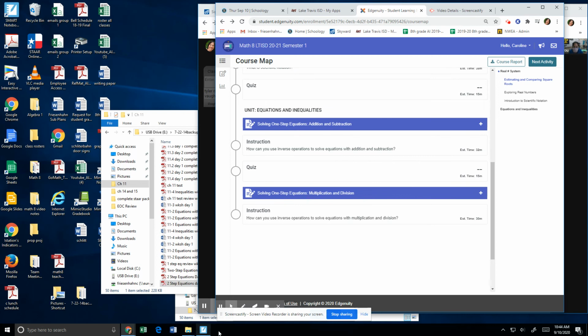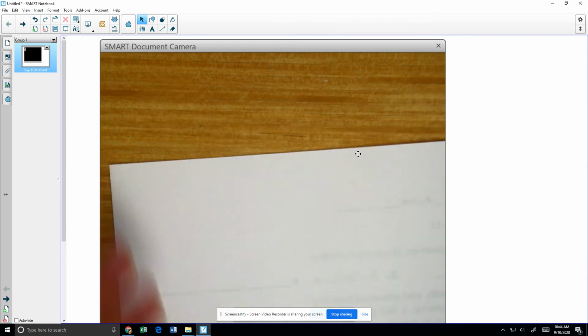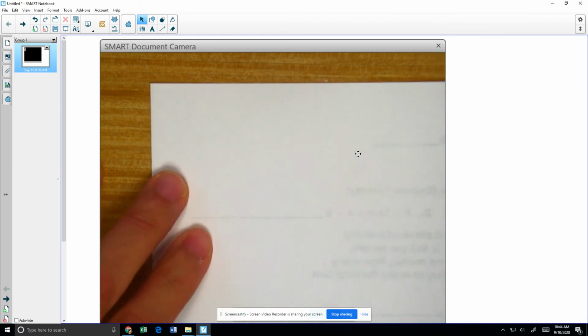So let me go ahead and get started. You do not need a sheet of paper unless you want to write this down, but this is 6th grade and 7th grade review. So I'm hoping that you're okay and that this is a review for you. Okay, so let's just practice a couple before you do some by yourself in Edgenuity.